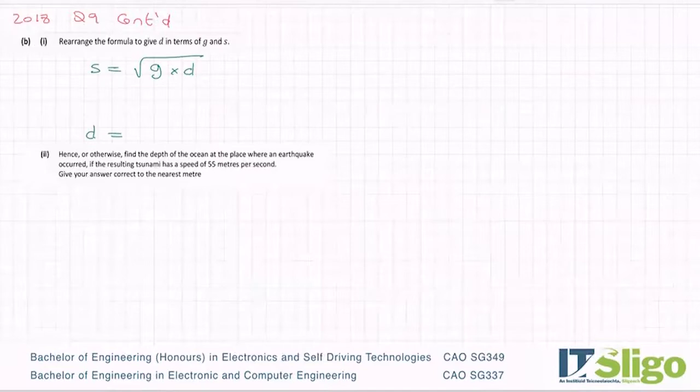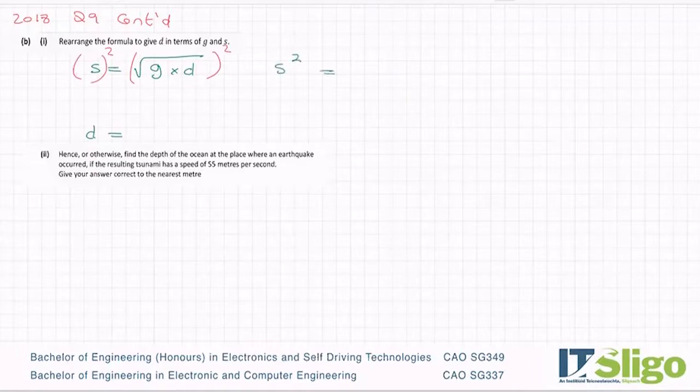To be able to get at this D, I have to strip away everything from around it. So I have to strip away the square root and strip away the G, and that way isolate the D. The first thing to get rid of is that square root sign. The opposite of square root is squared, so you end up squaring both sides. On the left you end up with S squared, and on the right the square and the square root cancel, and you get G by D.